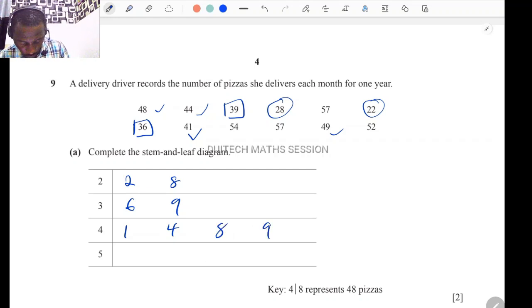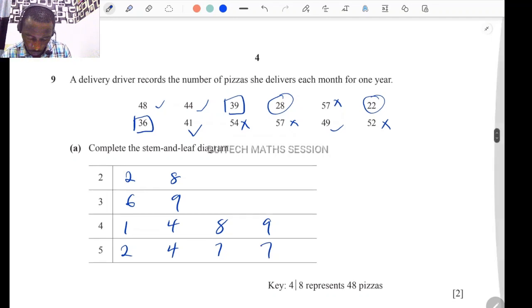Then the next one is 5. So we'll start from 2. We have 52, 54, and 57 and 57. So that's how to complete the table.